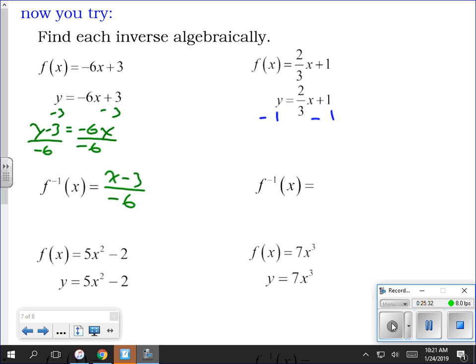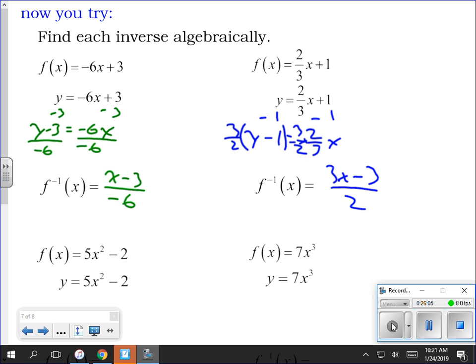Subtract 1 from both sides. Y minus 1 equals 2/3 x. Multiply both sides by 3/2. And this gets kind of interesting. The way I would write my final answer on this one would be 3x minus 3 over 2. I would distribute the 3 and then put everything over 2. That's what I would do. It's the cleanest way to have it.